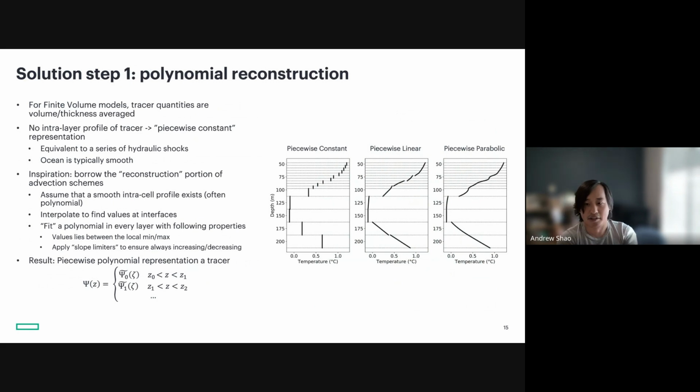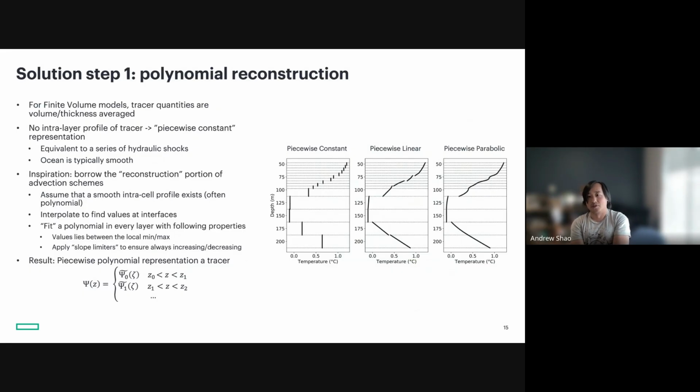There are explicit things in the formulation and the checking where we ensure that the value lies between a local minimum and maximum, and that we apply slope limiters to ensure that the tracer profile is always increasing or decreasing, and essentially satisfy a total variation diminishing constraint, which essentially means a monotonicity constraint.